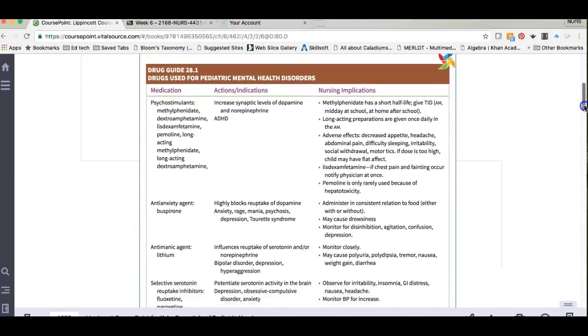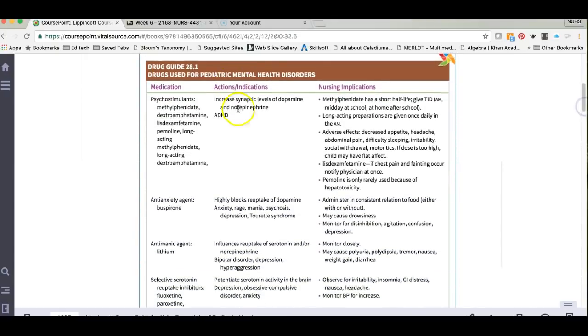Here is the table with the medications. Like I said, the most common ones that you're going to see are medications for ADHD. I like this chart because, of course, it gives nursing implications. Do you need to know the names of the drugs? No, you don't. It would be nice if you knew what class they are, like ADHD is treated with psychostimulants.